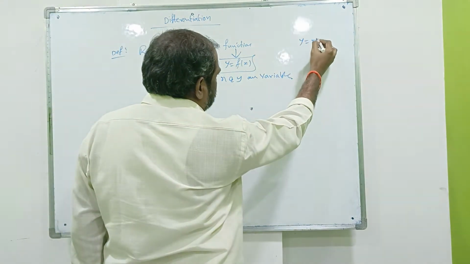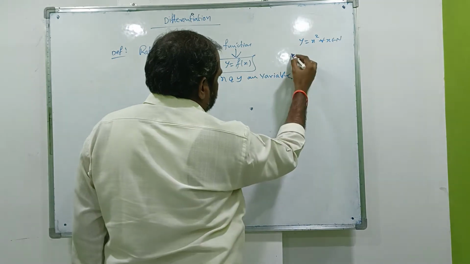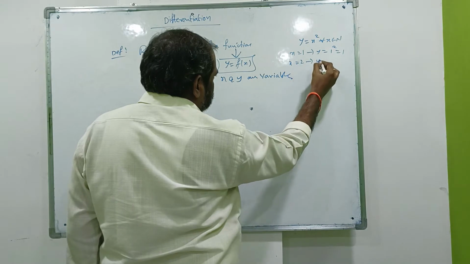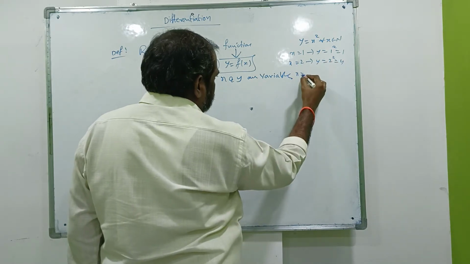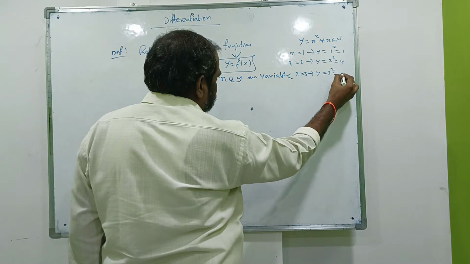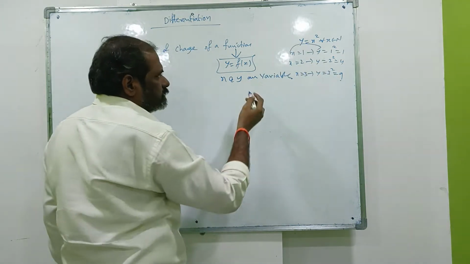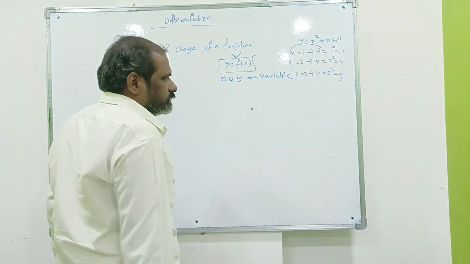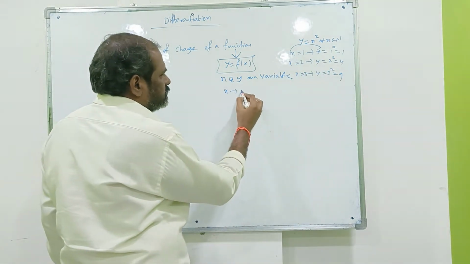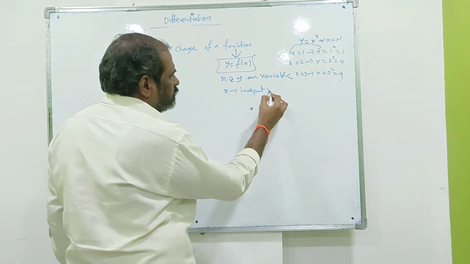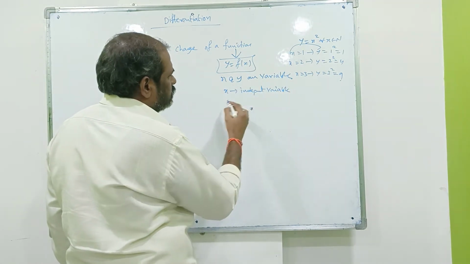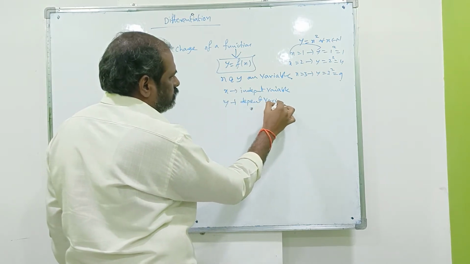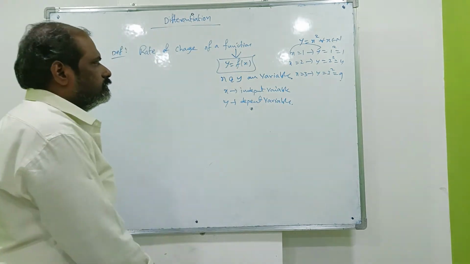For example, y equal to x square for all x belongs to N. When x equal to 1, y equal to 1 square, we get 1. X equal to 2, y equal to 2 square, we get 4. X equal to 3, y equal to 3 square, we get 9. Clearly y depends on the x value we submit. So y is depending on x. X is the independent variable and y is the dependent variable.